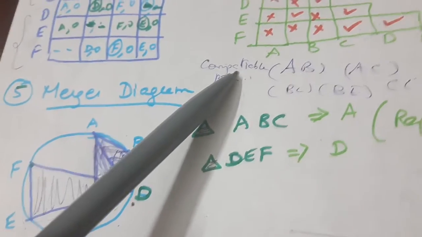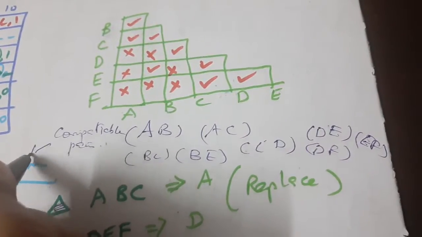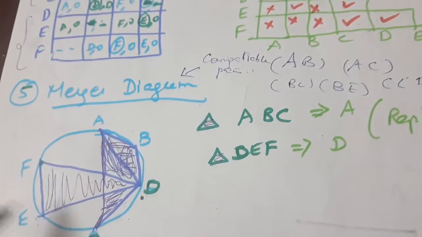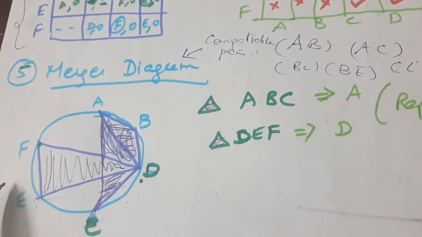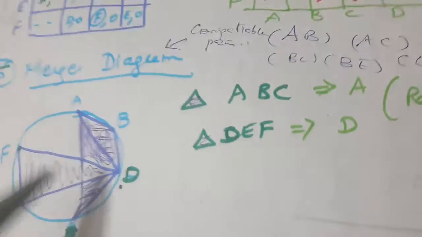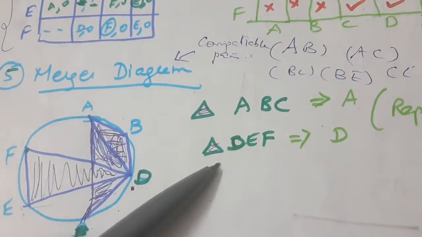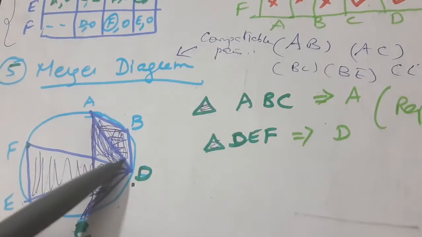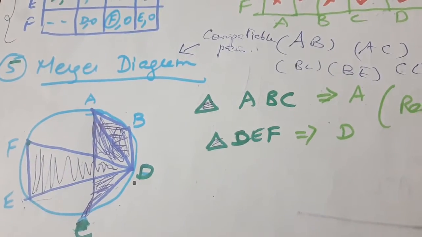So using compatible pairs, you can obtain the merged diagram. And once you merge the diagram, you need to find out the closed paths. The closed paths are nothing but triangles. So the triangle DEF is one triangle. The next triangle is ABC. Okay, this is the ABC diagram.